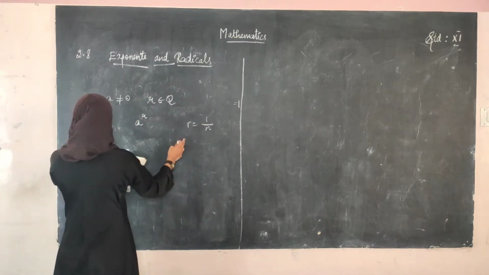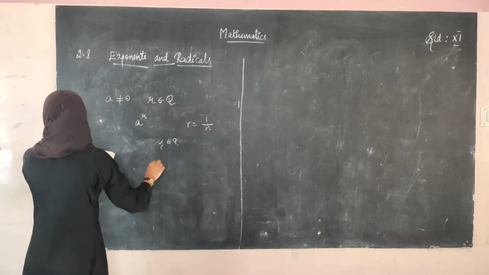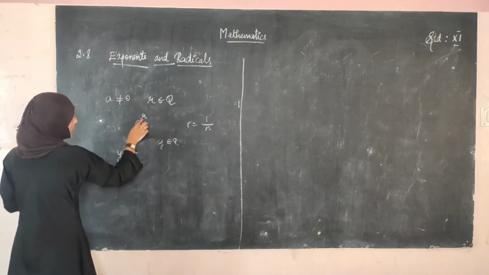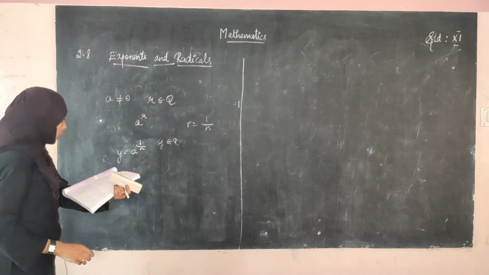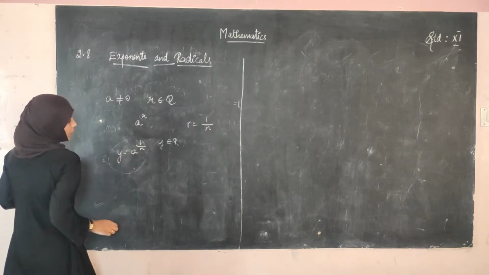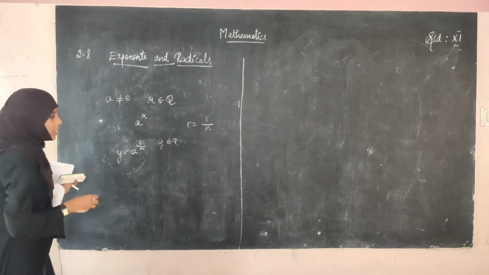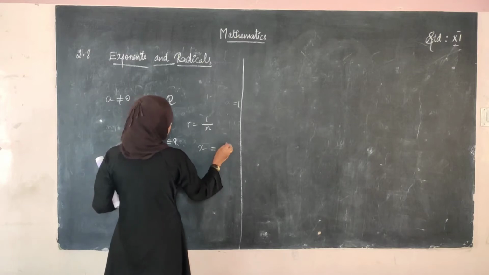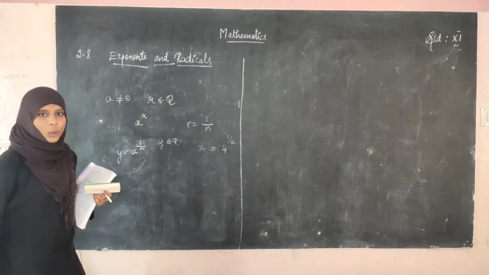Suppose y is any real number, and y is equal to a power r, where r is 1 divided by n. So what we can do is take the nth root on both sides. See here, suppose x is equal to 4 power 1 divided by 2, then what do we do? Taking the square root on both sides.